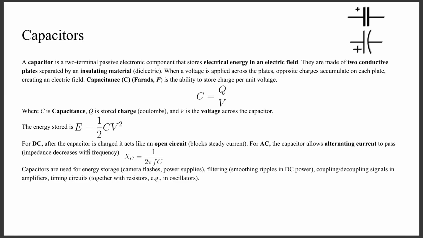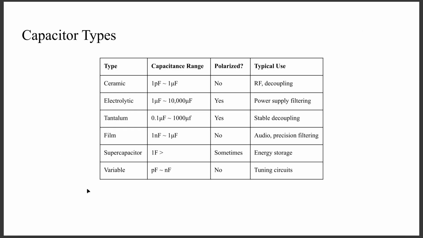For DC, after the capacitor is charged, it looks like an open circuit. For AC, the capacitor allows alternating current to pass. The impedance, or resistance, decreases with frequency. Capacitors are used for energy storage, filtering, coupling and decoupling signals in amplifiers, and in timing circuits. Capacitor types include ceramic, electrolytic, tantalum, film, supercapacitors, and variable.